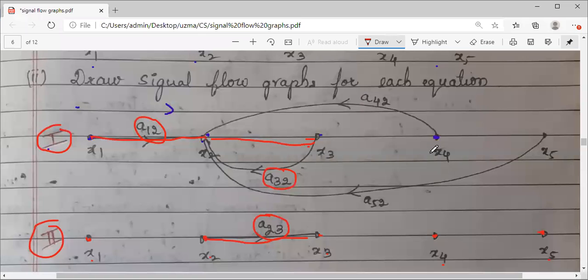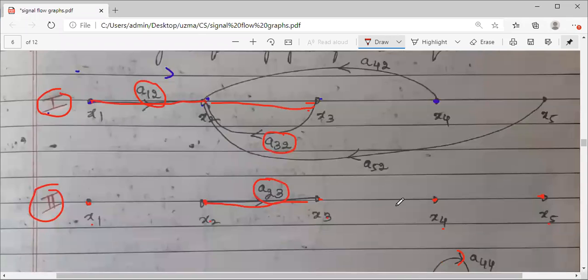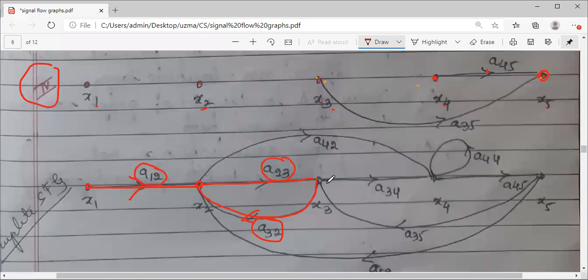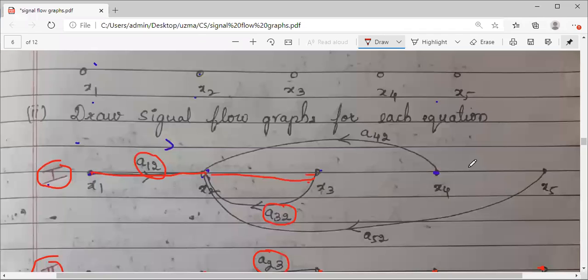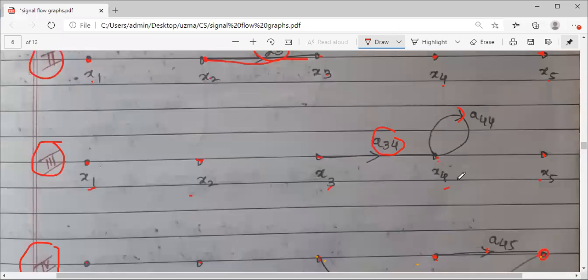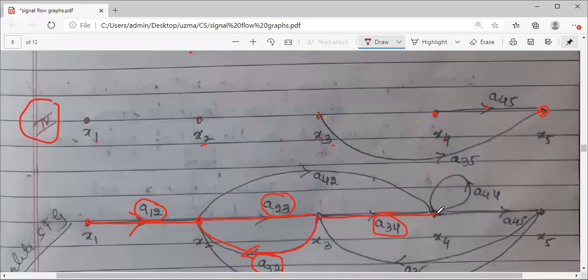No. Between X3 and X4, check here. In figure 2, it's not there. Yes, it is here. X3 to X4, you can see you have A34. So go for A34. Fine. Then between X4 and X5, check. You don't have any branch here. But at X4, you have a self loop. I have drawn a self loop.